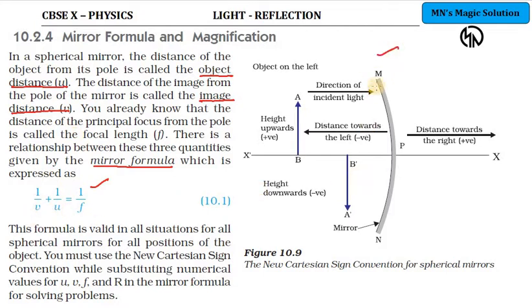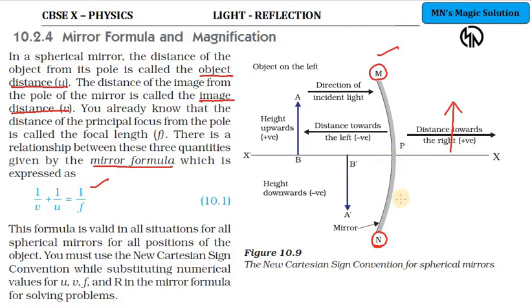Let us consider this particular diagram in which MN is the spherical mirror, whose reflecting surface is facing towards the left. Always, by convention, we take the reflecting surface to be facing towards the left, so that the object is always taken towards the left of the mirror. And the image formed depends upon whether it is real inverted or virtual erect: it will be towards the left of the mirror or the right of the mirror. If it is real inverted, it will be towards the left of the mirror, and if it is virtual erect, it will be towards the right of the mirror.